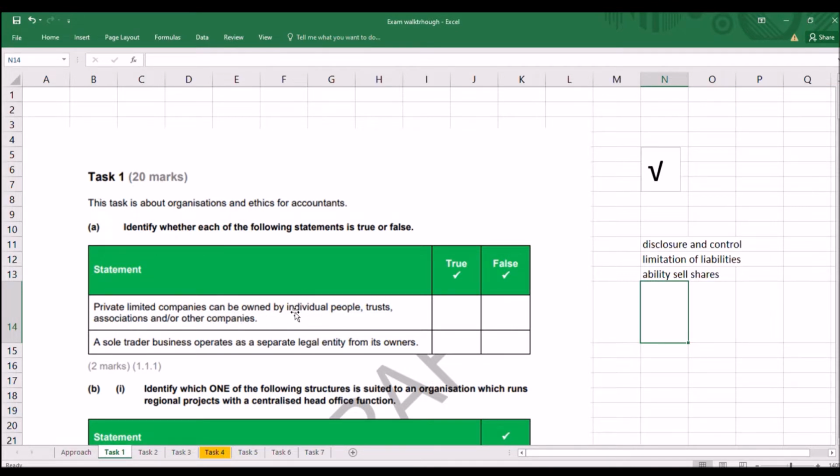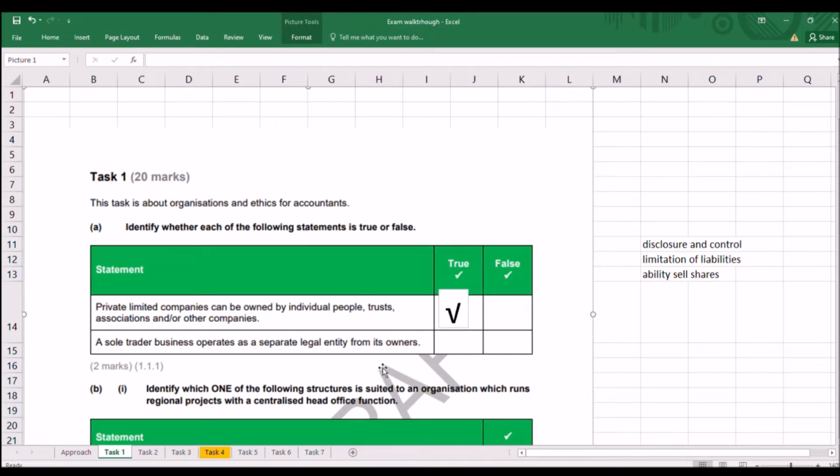They can be owned by individual people, so that's good. It didn't say the public, so it can be that one. Trusts, yes, they can. Associations and other companies, so yes. So they can be, and the reason that wasn't a false is it didn't say members of the public.